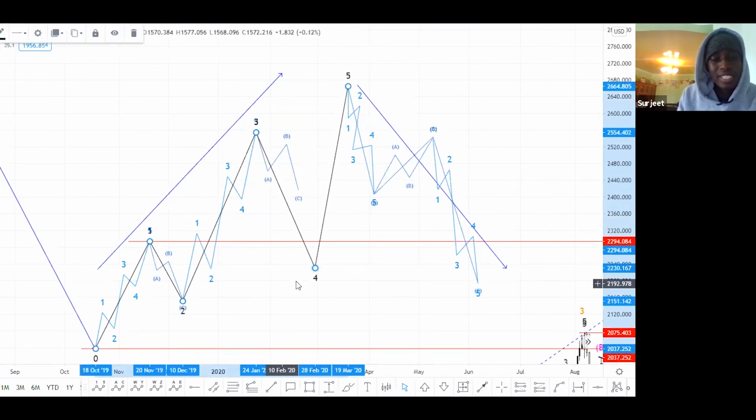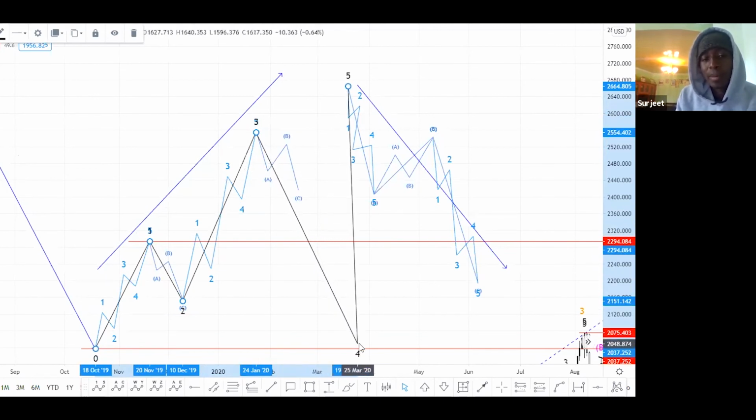So if it does that, then it means that the traders are still eyeing this downtrend. So this makes this move a corrective move, becoming A, B, C, meaning it corrects this move. And then once this wave 1 has been taken out here, we start looking at the market in terms of a bearish move.